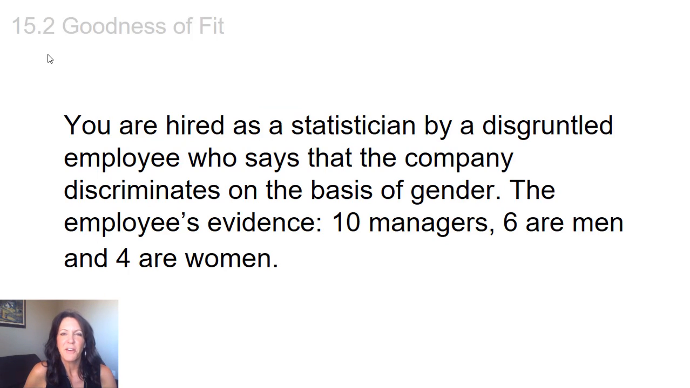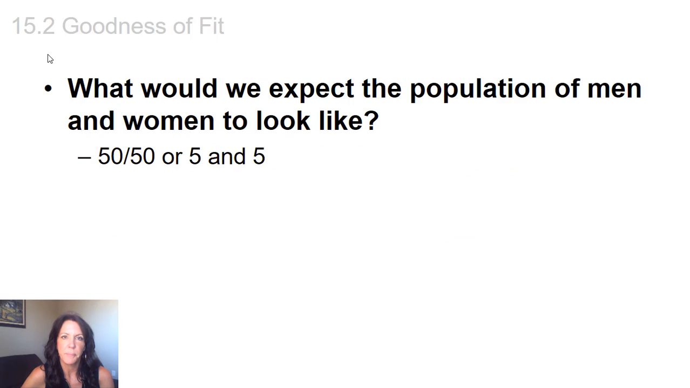So let's say you're hired as a statistician by a disgruntled employee who says that the company discriminates on the basis of gender. And this is the employee's evidence. There are 10 managers, 6 are men and 4 are women. We can do a chi-square analysis to find out if this represents a real difference or if this is just random chance that we have 6 men and 4 women.